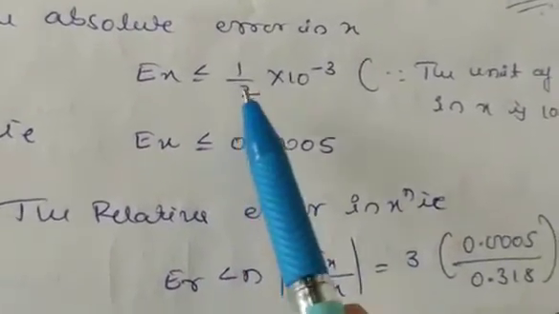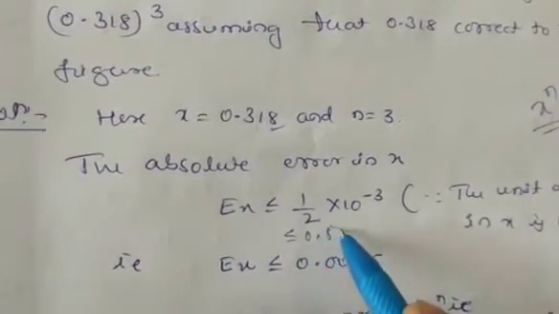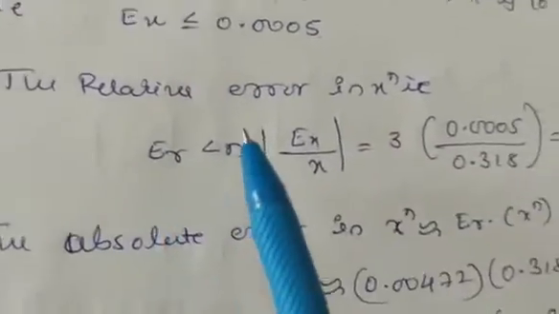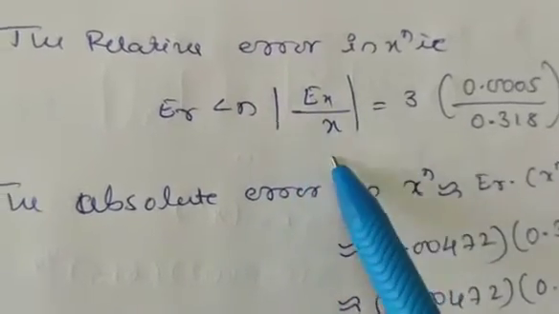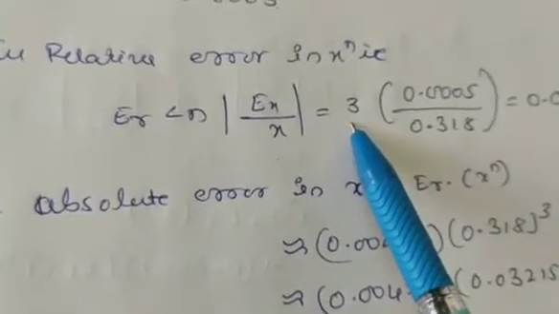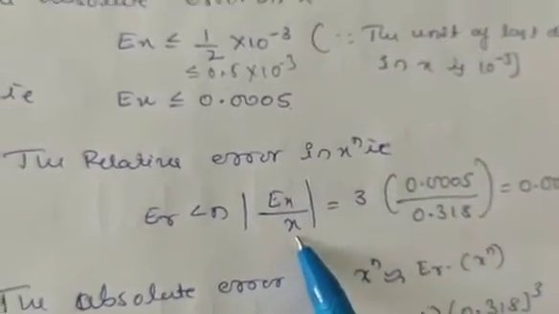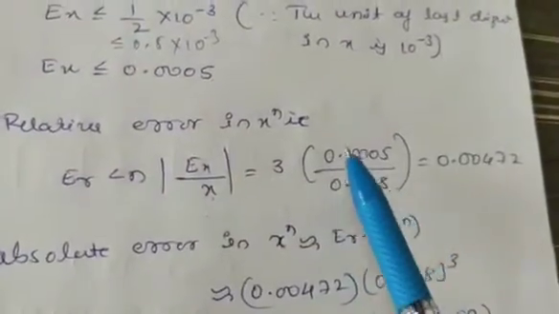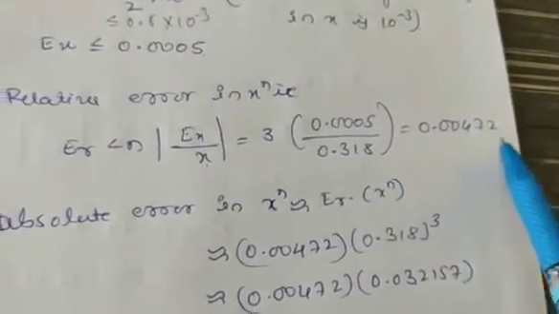1 by 2 is 0.5, so 0.5 into 10 raised to minus 3 is 0.0005. The relative error in x raised to n is less than n into the modulus of the error in x divided by x. This formula you studied in the last session. So it equals 3 into 0.0005 divided by x, where x is the given number 0.318. After simplification you will get 0.00472.